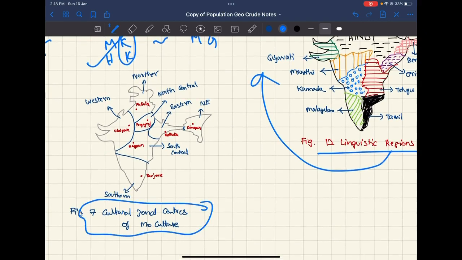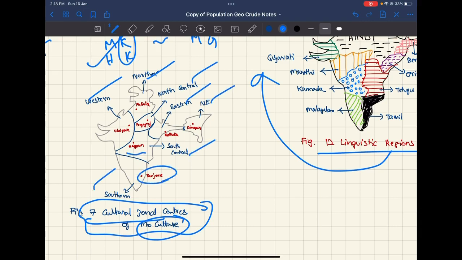Also, the Ministry of Culture gives 7 cultural zones, which are North, West, North Central, Eastern, Northeast, South Central, and Southern. And there are cultural centers for them. You can look them up.